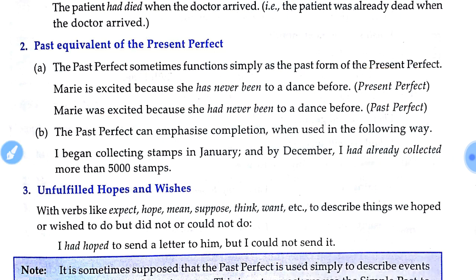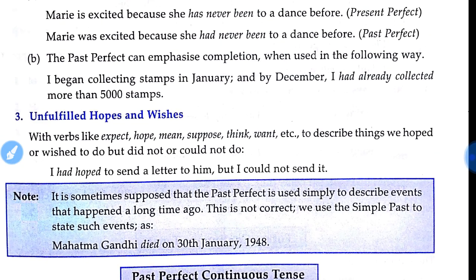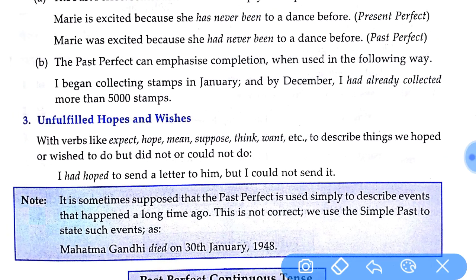So it is for an action that is almost over. Then we have here unfulfilled hopes and wishes. So when verbs like expect, hope, mean, suppose, think, want, etc. are used to describe things we hoped or wished to do but did not or could not do, we use past perfect tense. See, I had hoped to send a letter to him, but I could not send it.